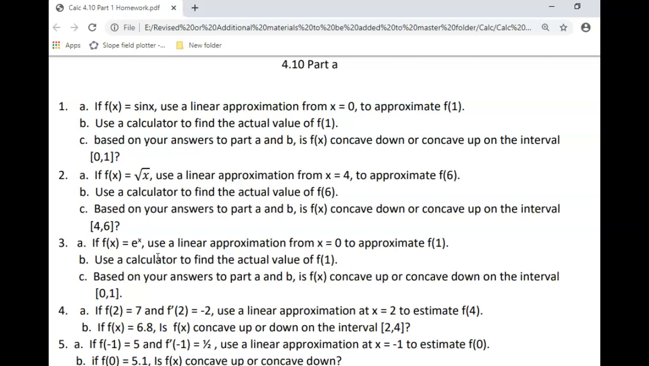It says, let f of x equal sine x. So we have f of x is equal to sine x. We want to use a linear approximation at 0 to estimate f of 1. Okay? So, Walter, if I want to use a linear estimation from x equals 0 to approximate f of 1, what do I need to do first?